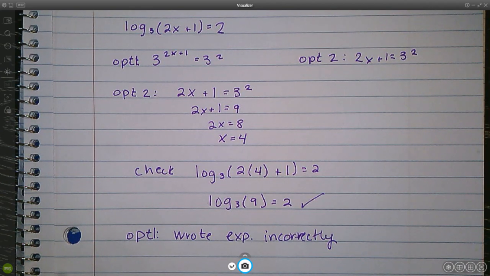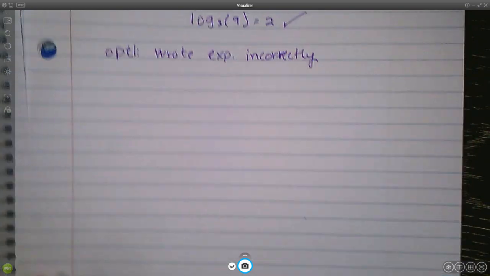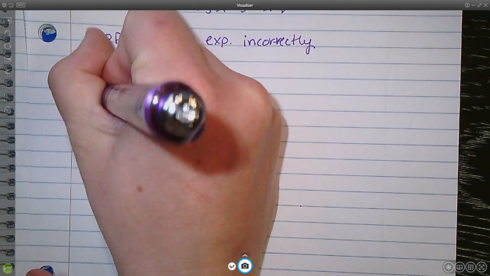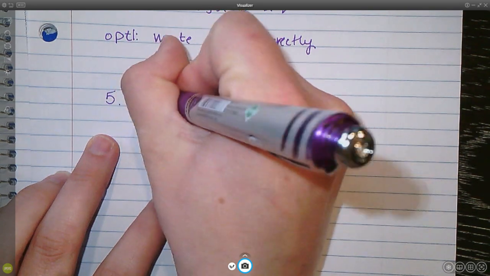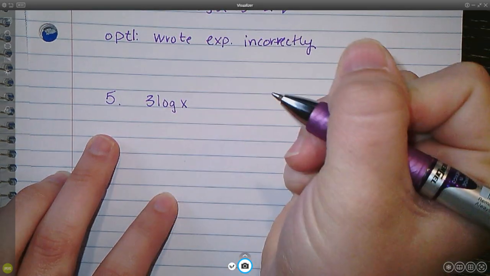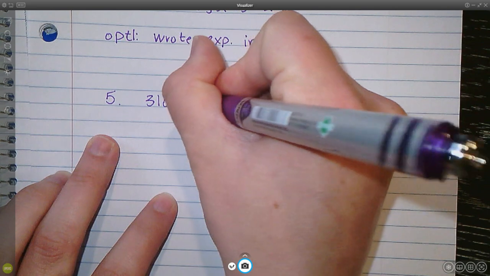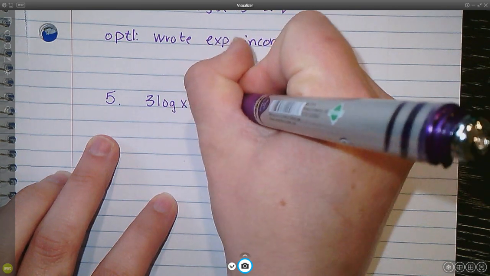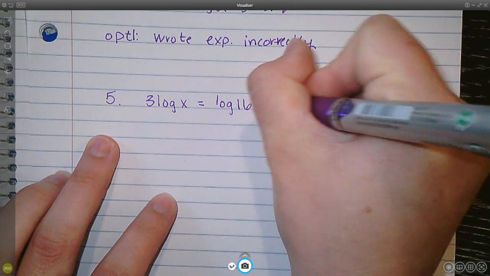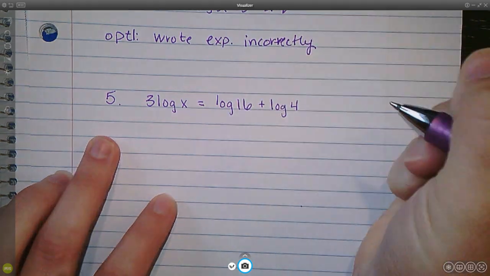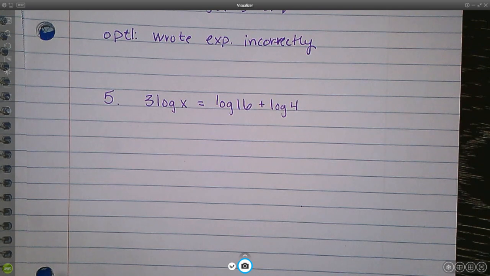Let's do 5 together. So the next ones are actually multiple choice, 4, 5, and 6. So we're going to do 5 together. So 5 is 3 log of x equals log 16 plus log 4. And we need to solve for x.